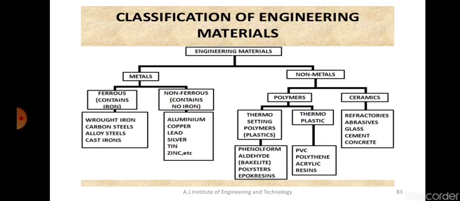So there are two classifications made in that. One is called polymers and the other is called ceramics. Basically, one is polymer and the other is ceramics. Polymer is generally plastic; ceramic doesn't contain any plastic in it. Okay, so in polymers there are two types.